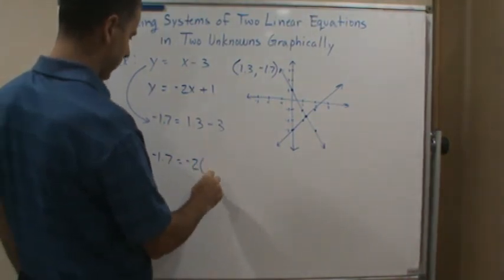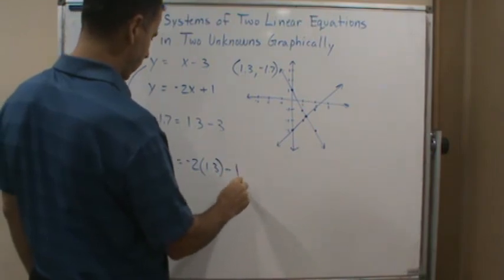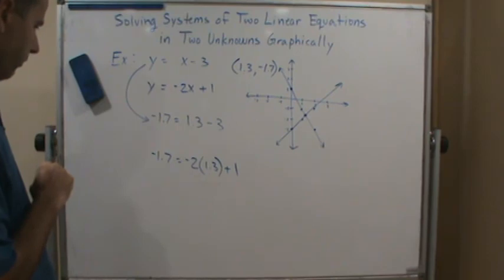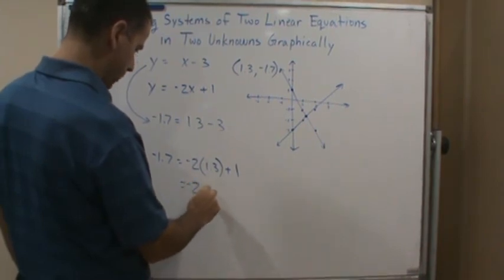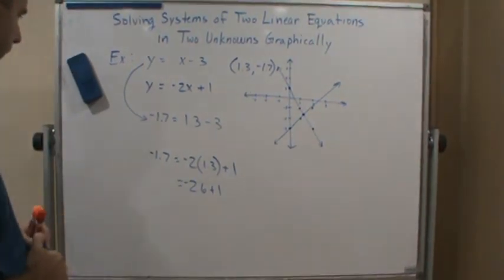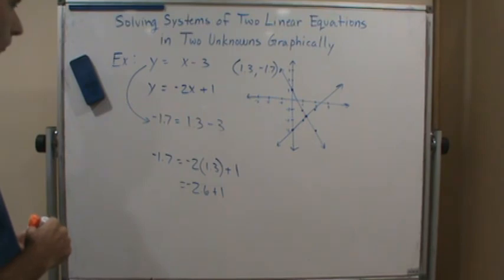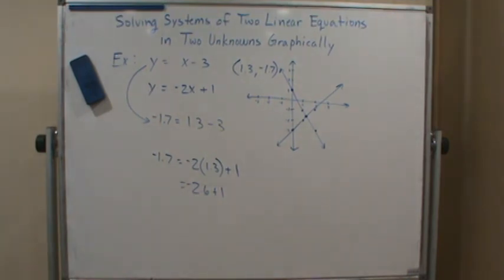And then if we do -1.7 equals -2 times 1.3 plus 1, what do we get? We get -2.6 plus 1. That doesn't seem to work. What am I doing wrong? Oh, hold on a second.